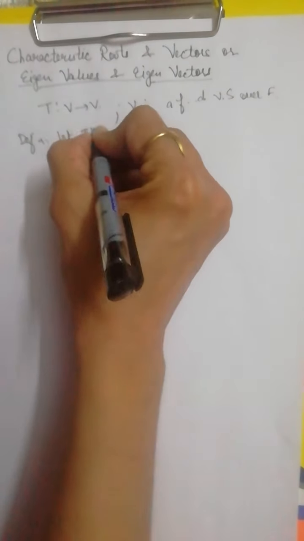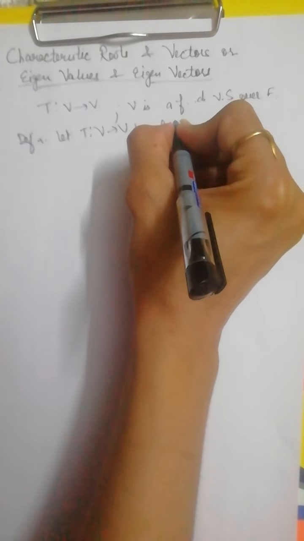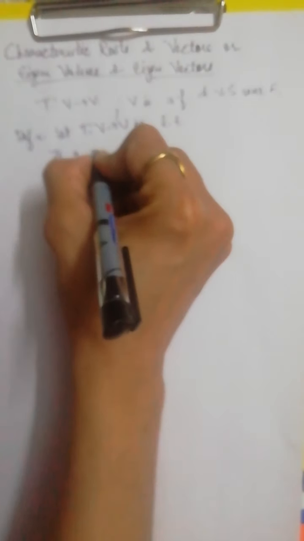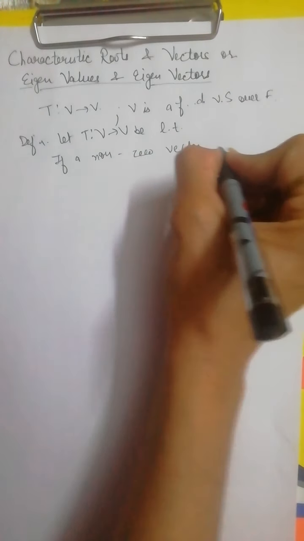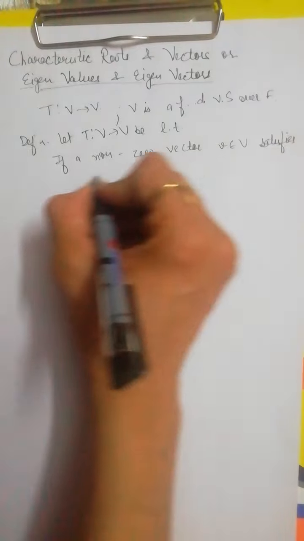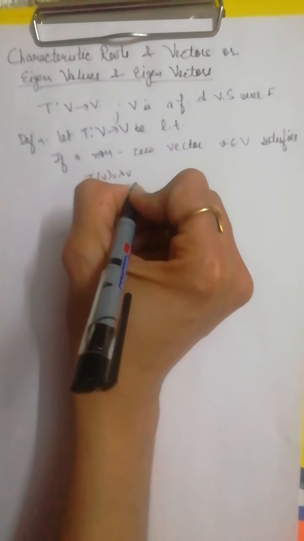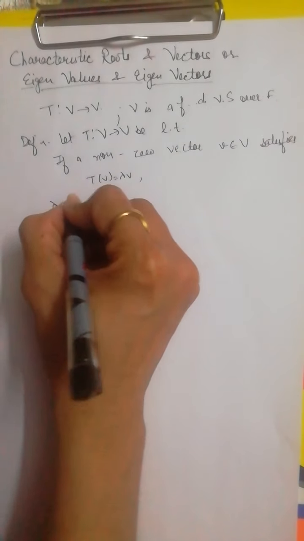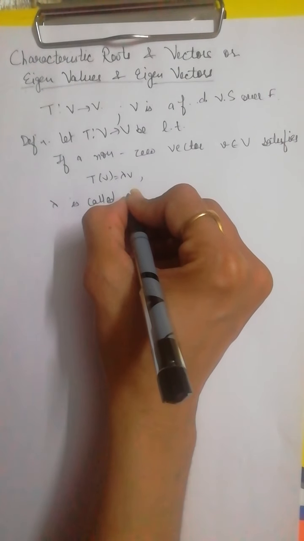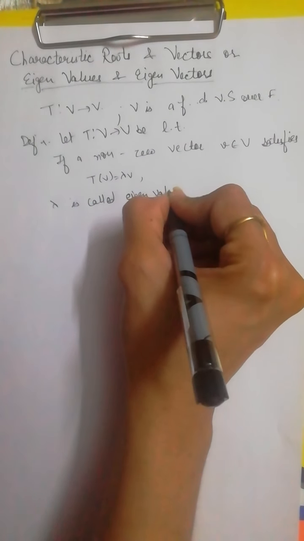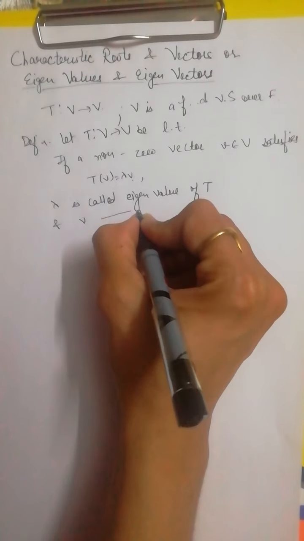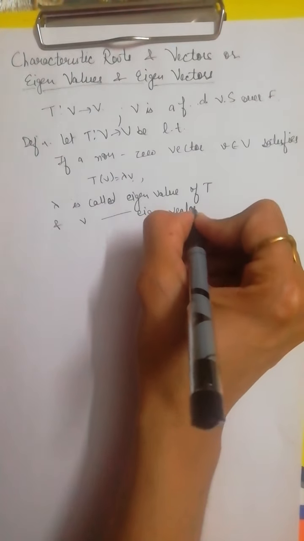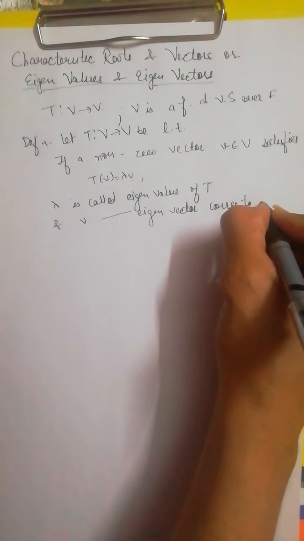Let T from V to V be a linear transformation. If a non-zero vector v belonging to V satisfies Tv is equal to lambda into v, then lambda is called eigenvalue of T, and every such vector v is called eigenvector of T corresponding to eigenvalue lambda.